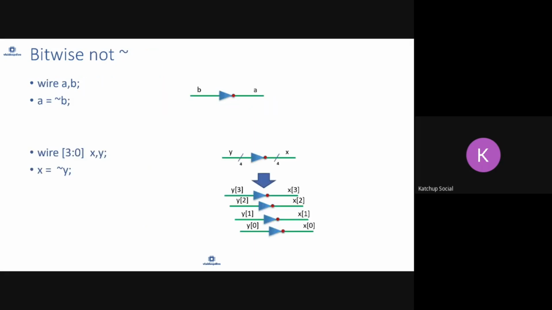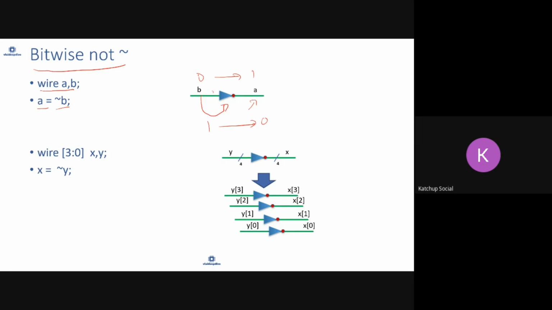Okay. So let's start with bitwise NOT. Let's say you have defined two wires A and B. You can write A as NOT of B. What this means is B is inverted and then given to A. So if B is 0, A will become 1. If B is 1, A will become 0. Simple operation. Since A and B are single bit, it's just a single bit operation.